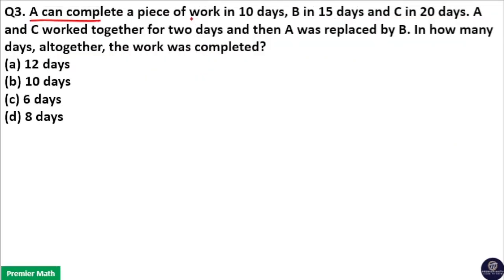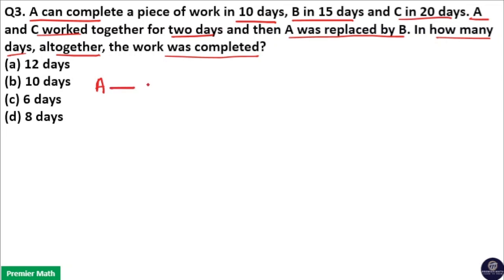A can complete a piece of work in 10 days, B in 15 days, C in 20 days. A and C worked together for 2 days and then A was replaced by B. In how many days altogether was the work completed? Here A can complete a work in 10 days. B can do the same work in 15 days. C can complete the same work in 20 days.